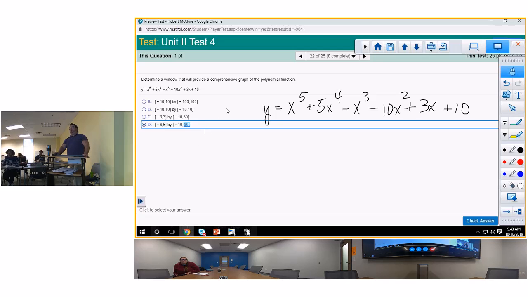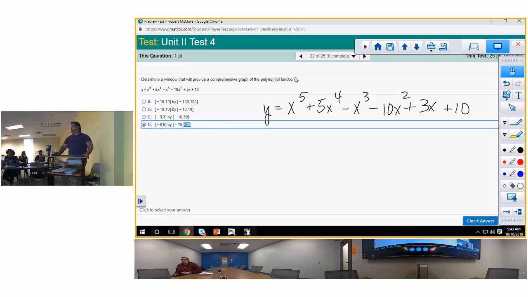What I would do is take out this one, because negative 100 to 100 is ridiculous. Then focus on these three, type in these maxes and mins, and see which one fits best. That's probably what I would do.